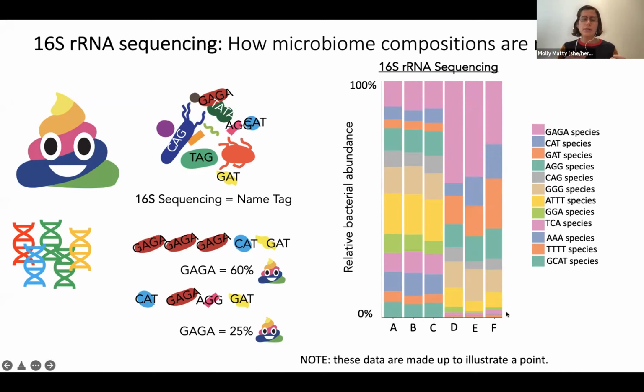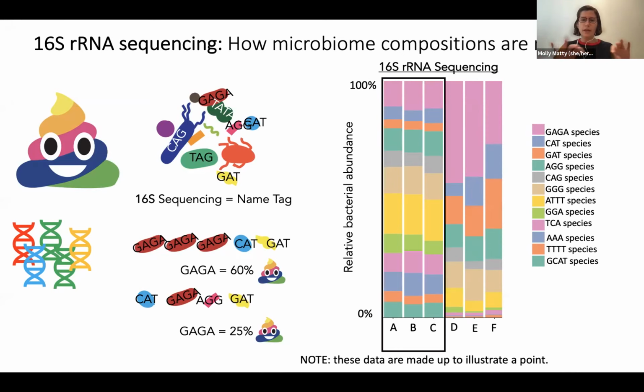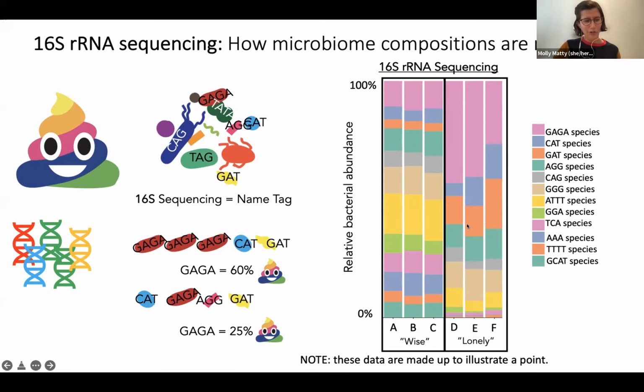And then where the data starts to get really informative is when we take these individual microbiome compositions and we start to sort them into the groups based on those surveys. So maybe these 3 individuals scored really highly on that wisdom test. These are the wise individuals. And these individuals over here maybe scored really high on the loneliness survey. So maybe these people's microbiomes might be associated with loneliness. But how can we prove that? What sorts of things are we going to actually look at instead of pretty little bars?